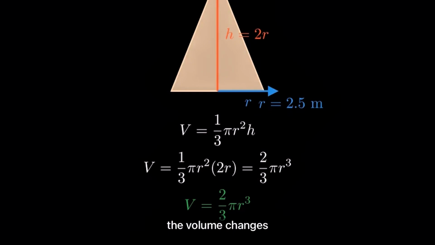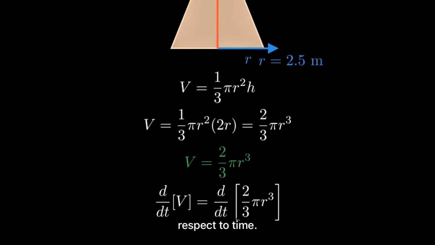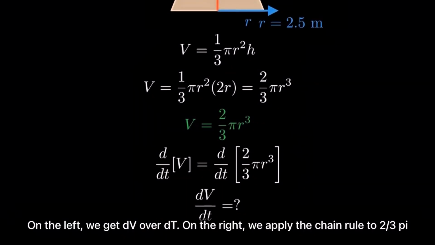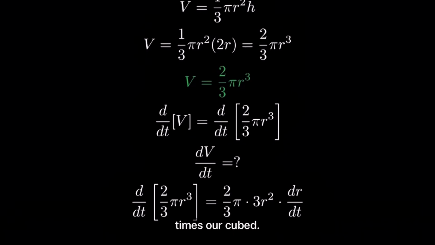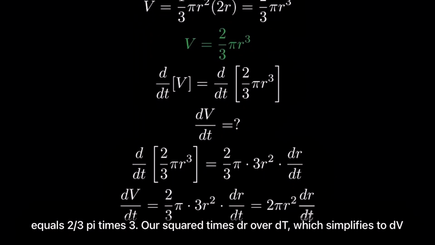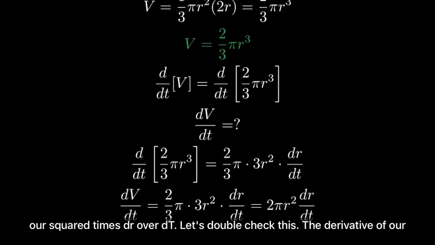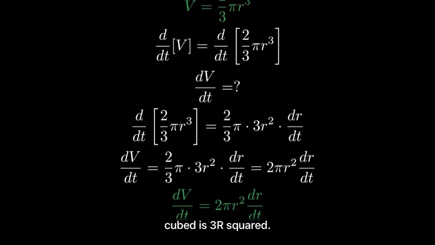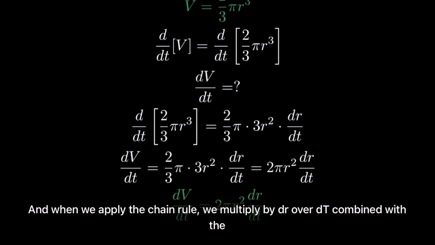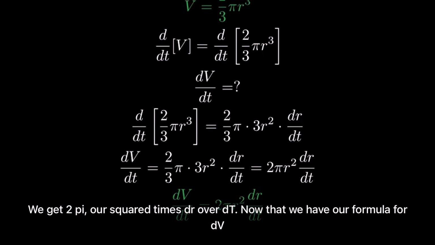Next, we need to find how the volume changes with respect to time. We take the derivative of both sides of the equation with respect to time. On the left, we get dV/dt. On the right, we apply the chain rule to 2/3 pi times r cubed. The derivative of r cubed is 3r squared, and we multiply by dr/dt. This gives us dV/dt equals 2/3 pi times 3 r squared times dr/dt, which simplifies to dV/dt equals 2 pi r squared times dr/dt. Let's double check this. The derivative of r cubed is 3r squared, and when we apply the chain rule, we multiply by dr/dt combined with the coefficient 2/3 pi. We get 2 pi r squared times dr/dt.